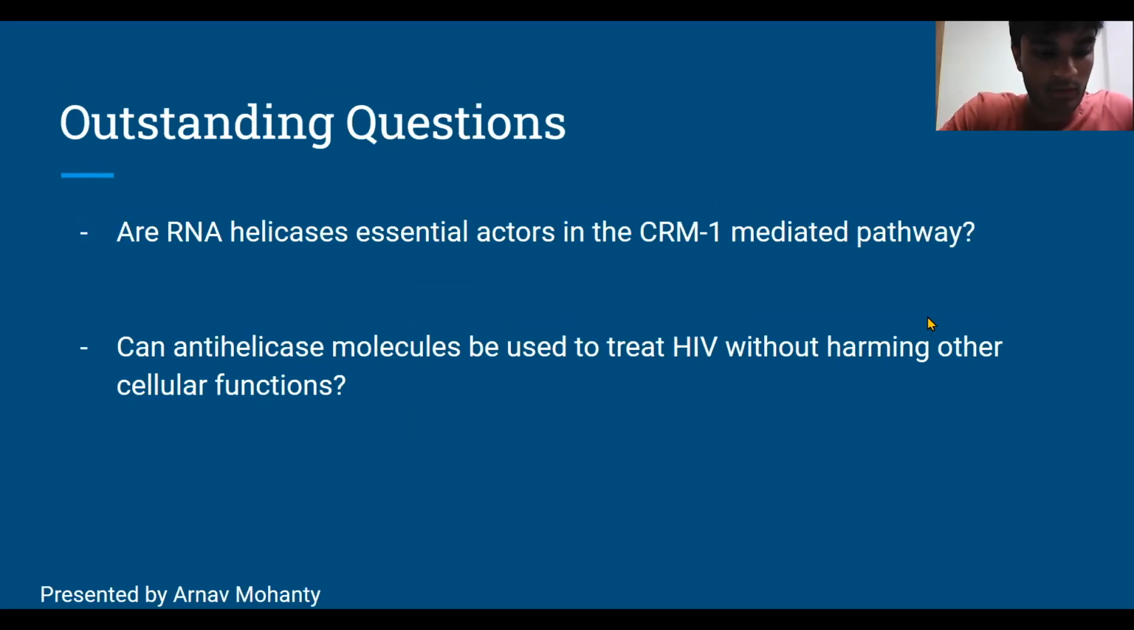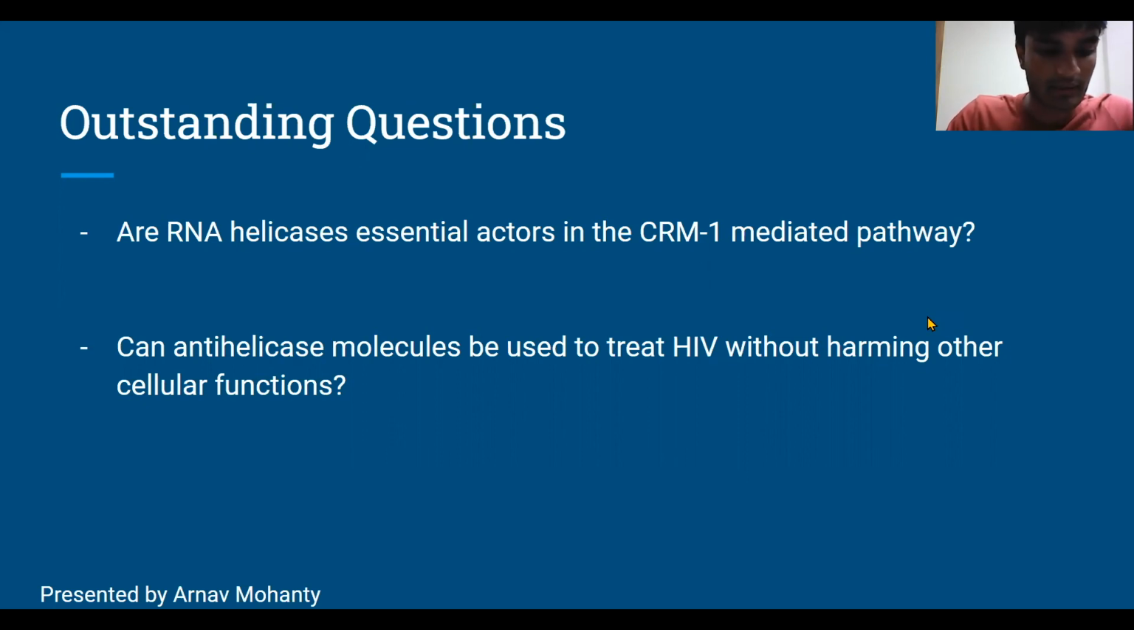Since DBP5 works in an independent pathway from CRM1, the question of whether RNA helicases are essential actors in the CRM1 pathway has not been elucidated in this paper. However, a 2015 paper found that CRM1 and DDX3 helicase interactions occurred through RAN-GTP, in which DDX3 bound to Rev could interact more effectively with CRM1 for the HIV-1 expression pathway.